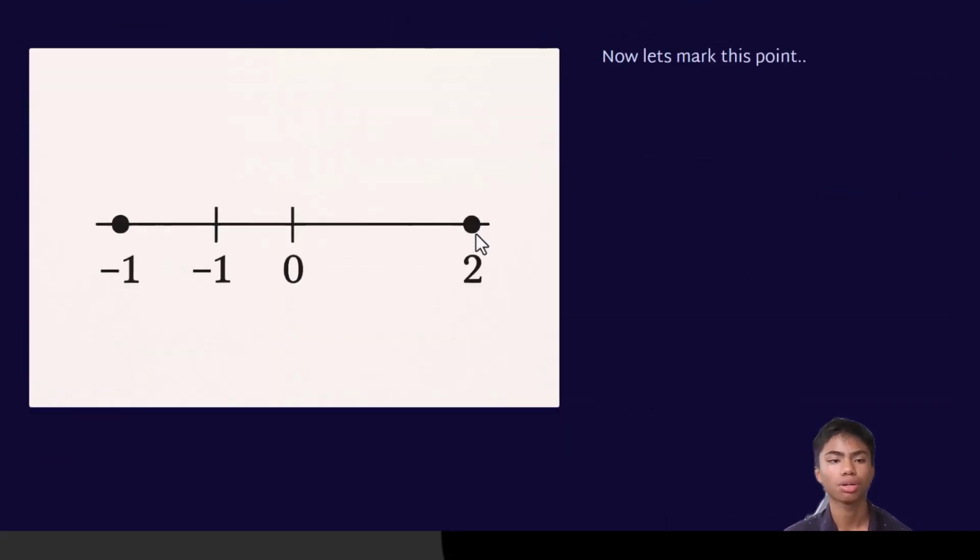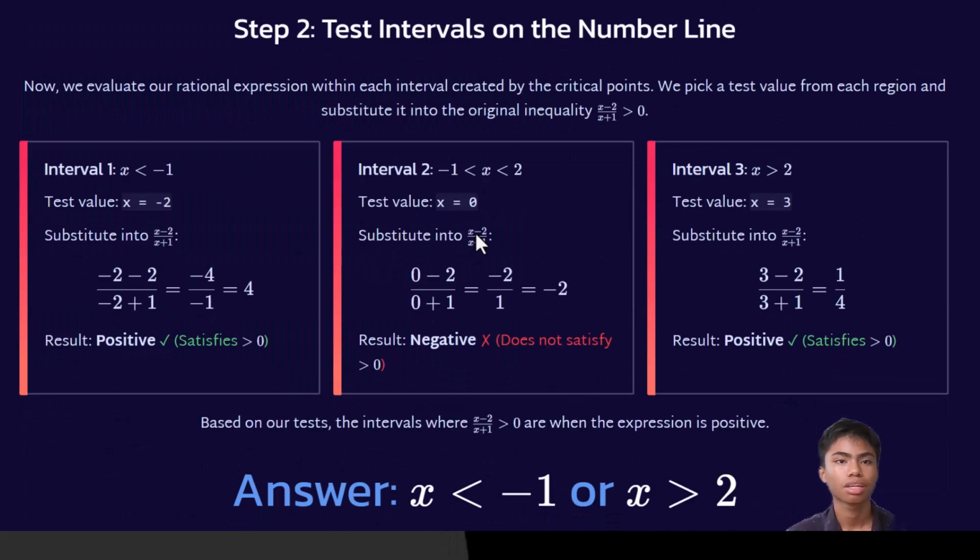Now let's mark these points. In step 2, we test intervals on the number line. In interval 1, we have x is less than negative 1. Our test value is x equals negative 2. We substitute it into x minus 2 over x plus 1, and the result is positive 4, which satisfies the inequality.